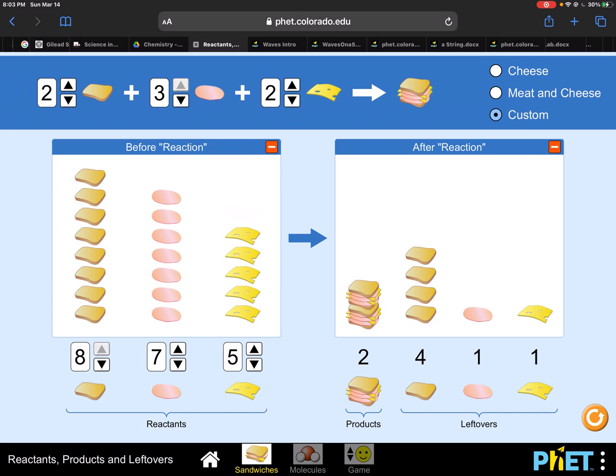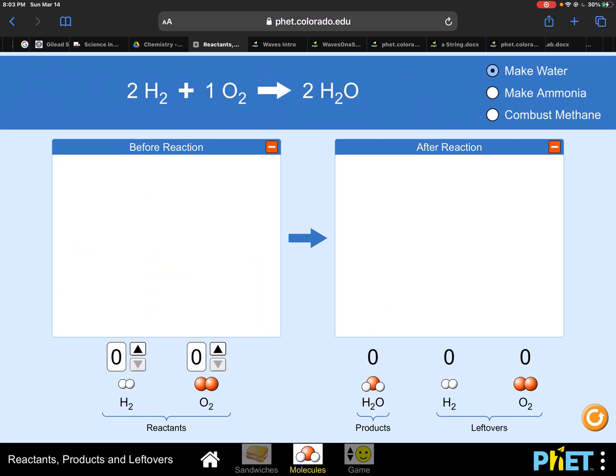After you get through doing that, you're going to click on molecules at the bottom of the screen, and there are 3 different reactions. You have to make water. On the lowest level it's molecules, but we're going to use moles to simplify things. A mole is a larger amount, because we can't count out molecules, but this reaction really is in molecules. 2 molecules of hydrogen plus 1 molecule of oxygen produces 2 molecules of water.